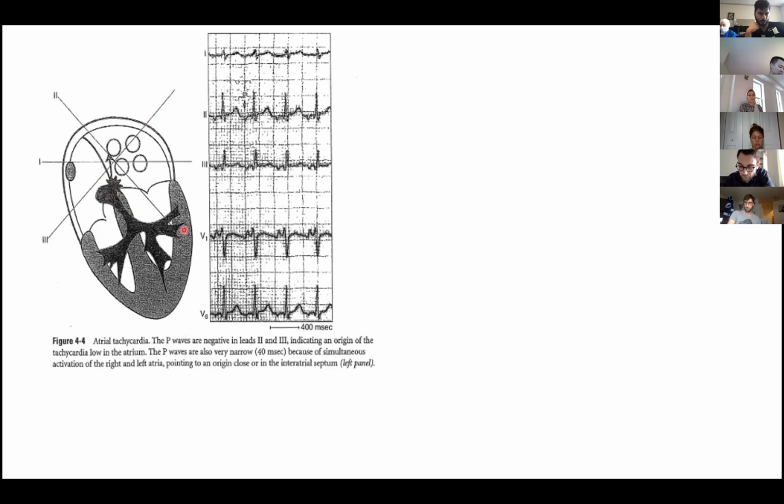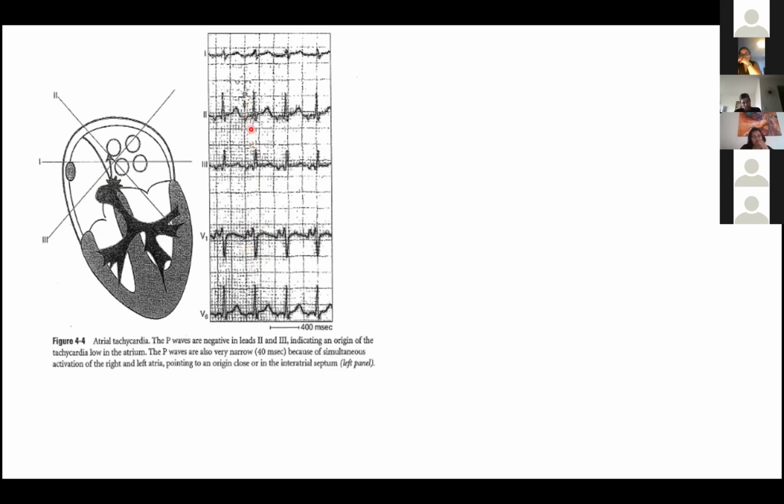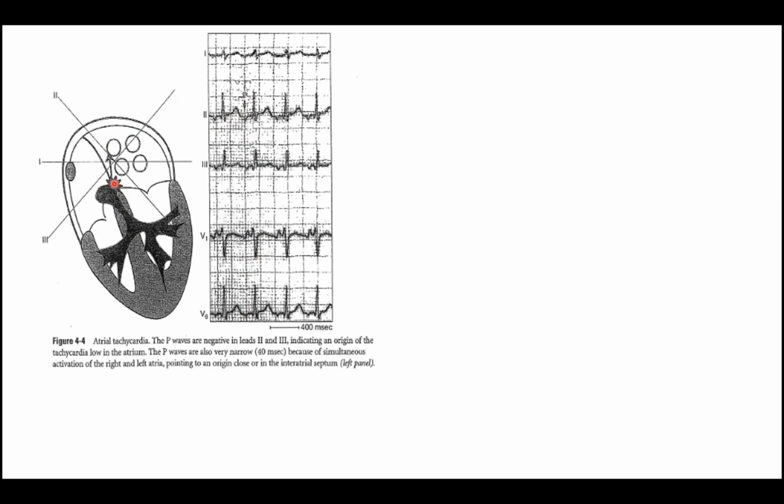Now knowing how your leads look like, you're going to focus your eyes on your lead 2. You're going to focus your eyes on the direction in your inferior leads. And once you see that P waves are negative in inferior leads, that automatically tells you there's a low to high activation. So number 1 is, is it a positive or negative deflection in the inferior leads where you're expected to see positive? And the second thing, is it a very narrow P wave or is it a wider P wave?